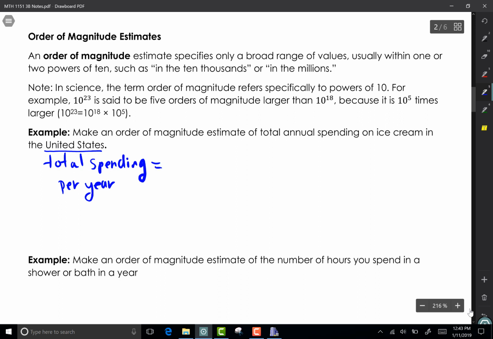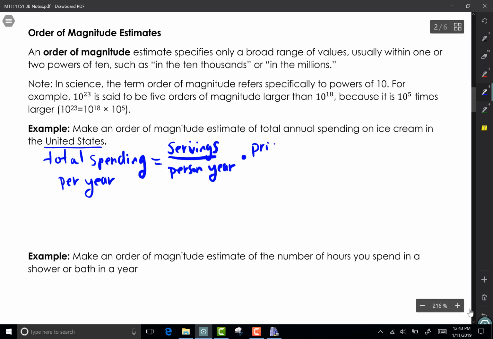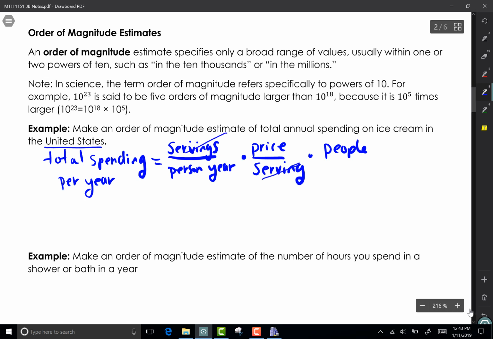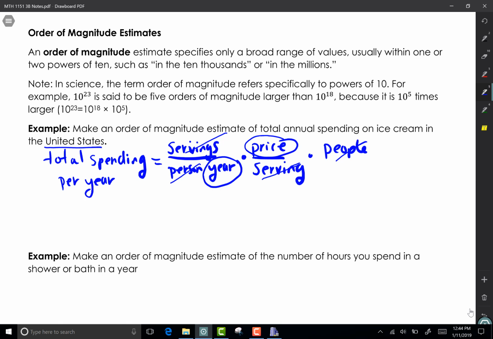So first of all, we're going to figure out how many servings per person per year. Then we're going to figure out the price per serving. And then we're going to multiply it by the number of people in the US, because then I can get rid of servings and then people, and I'll be left with price per year, which is what we're looking for. It's asking us to make an order of magnitude estimate of the total annual spending, which is per year, of everybody in the United States.